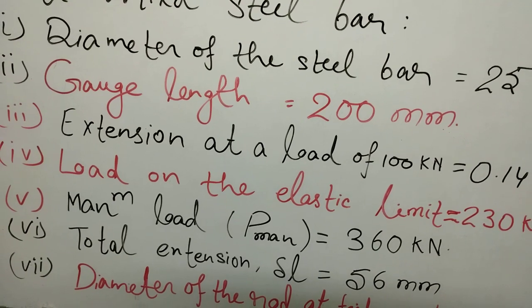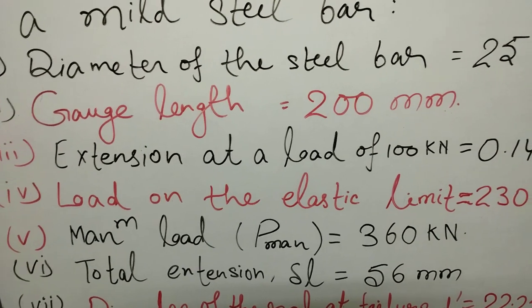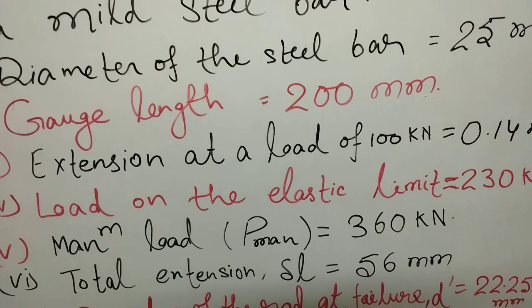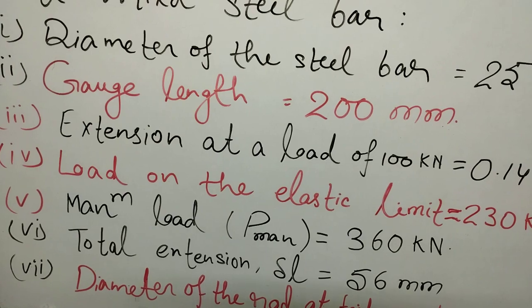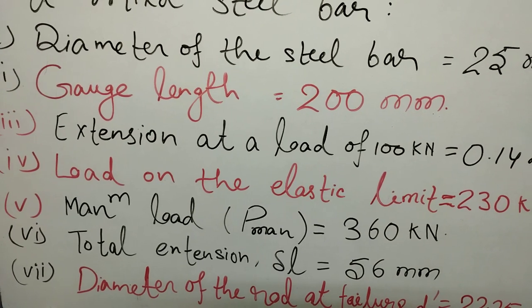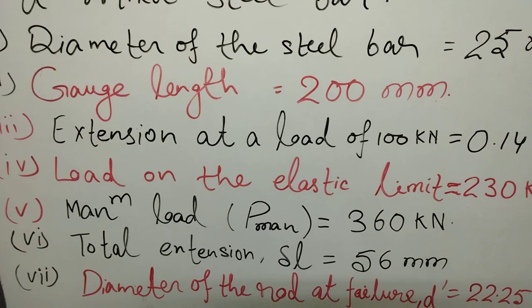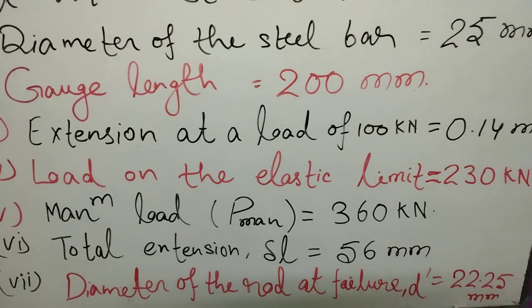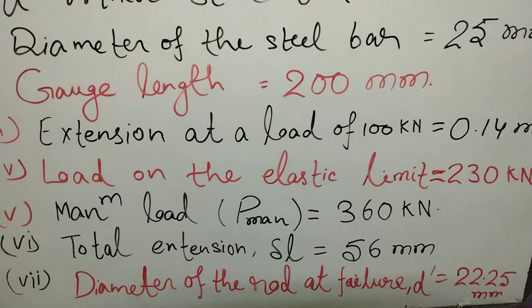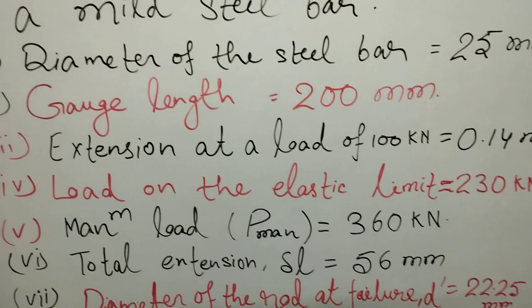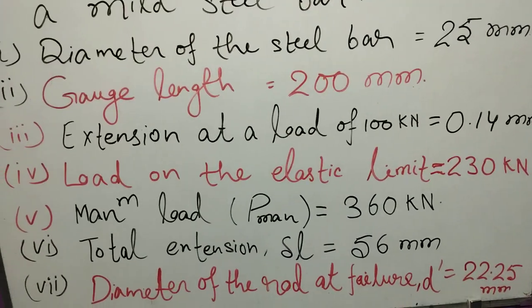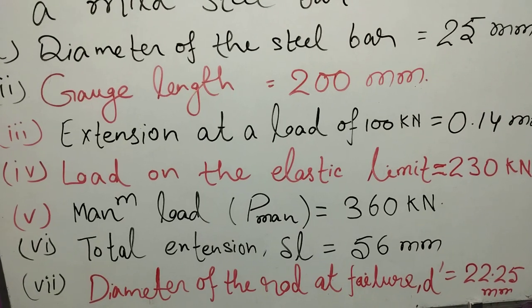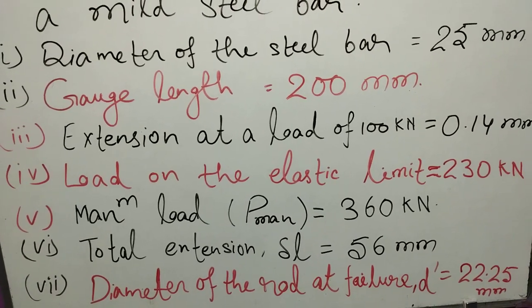Maximum load, which is the ultimate tensile load, is 360 kilonewton. Total extension of the bar is 56 millimeter, and at the time of the fracture the failed rod diameter is 22.25 millimeter.